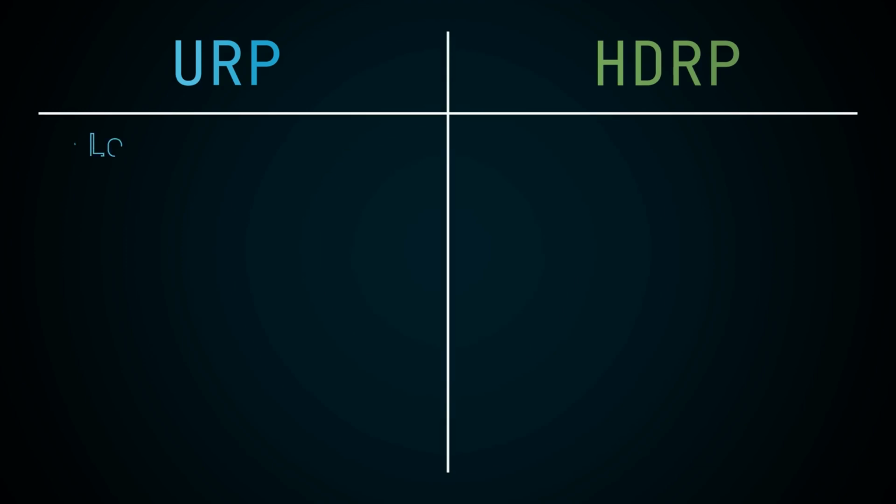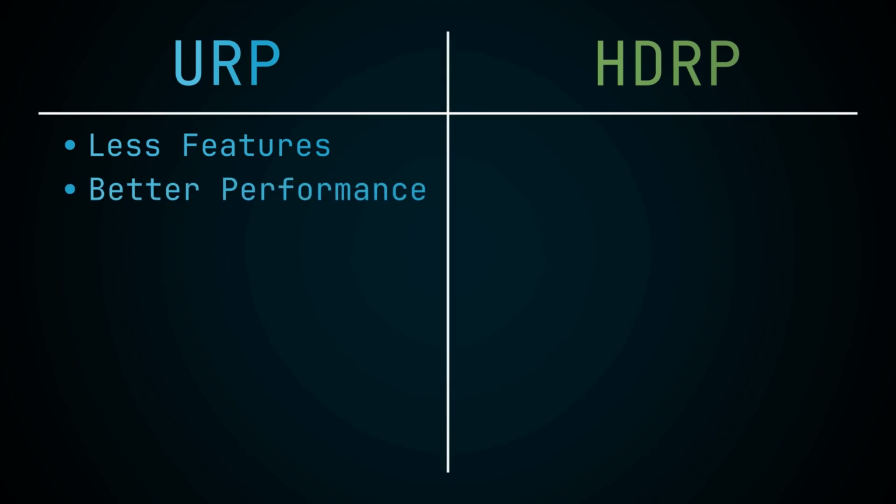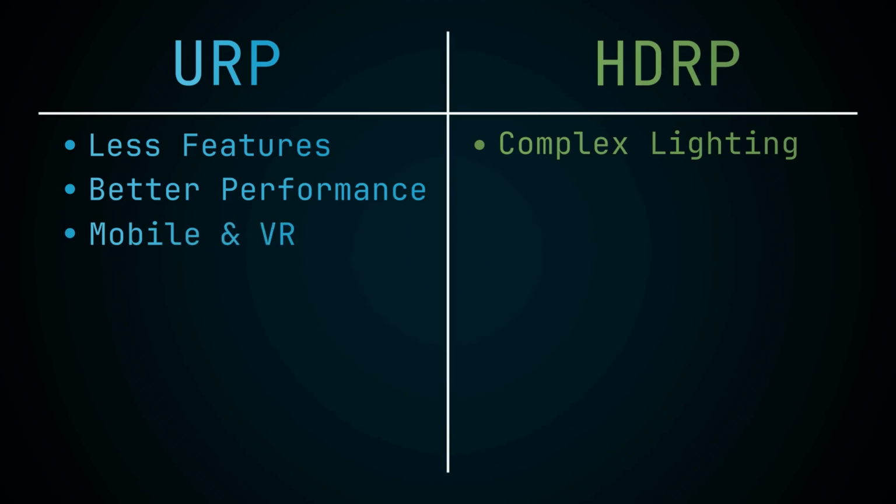On the surface, URP has fewer features, but in return, it offers better performance than HDRP. So it's mostly used for mobile and standalone VR development. But URP can still look good. It's just lacking features like real-time ray tracing and volumetric lighting, just to name a few. So if you want to go for a more realistic art style, you probably want to go with HDRP. But you can look at the Unity-made comparison between the three pipelines to see if they support the features you need.